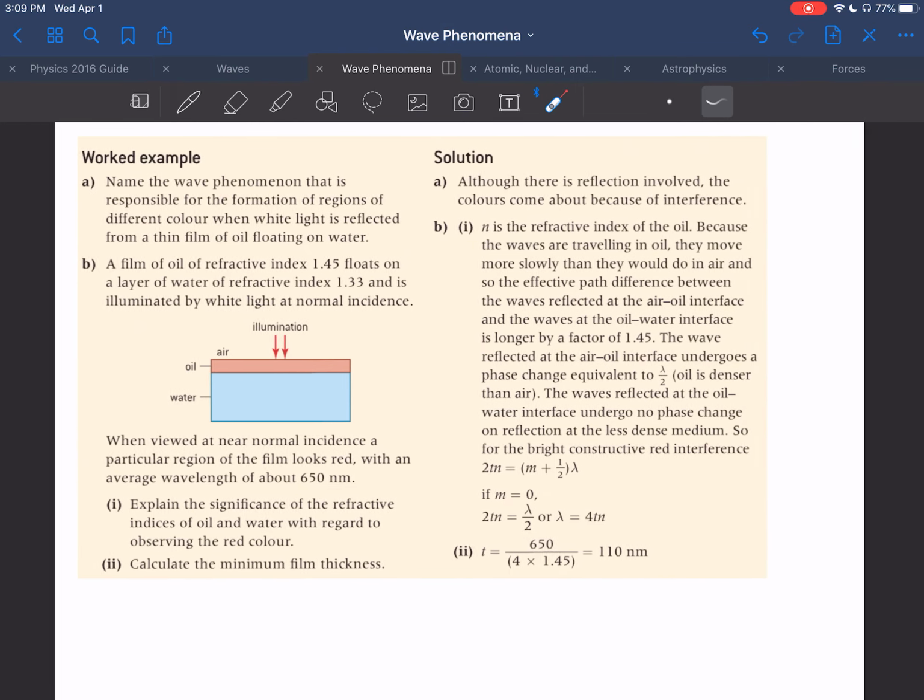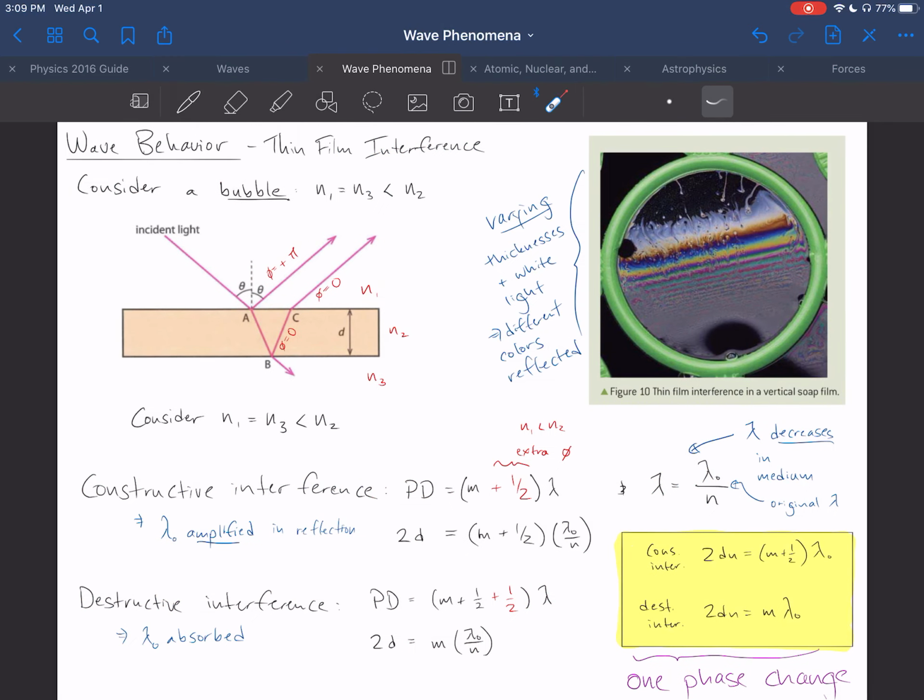In the previous video, we derived equations governing thin film interference for constructive and destructive interference. But it is very, very important in this particular subtopic to recognize that these equations, the ones given, are for situations that involved a single phase change. This will often be a bubble, but it's really any case where you can think of the indices of refraction as forming a sort of sandwich, where n1 and n3 are both less than n2.